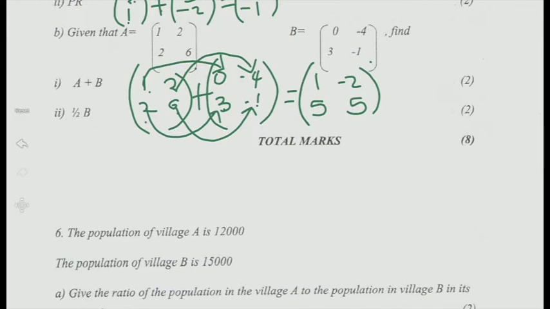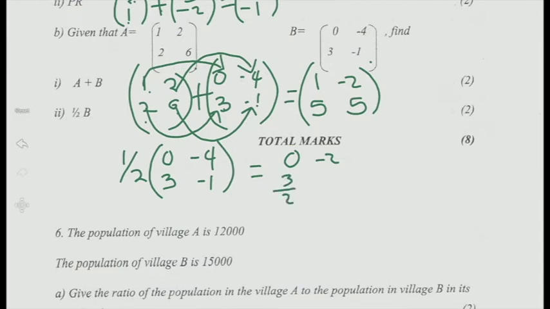Half B. Now half B. So it's 0, negative 4, 3, negative 1. So half times 0, we have 0. Half times negative 4, we have negative 2. Half times 3, we have 3 over 2. Half times negative 1, we have negative half. So half B is this matrix.